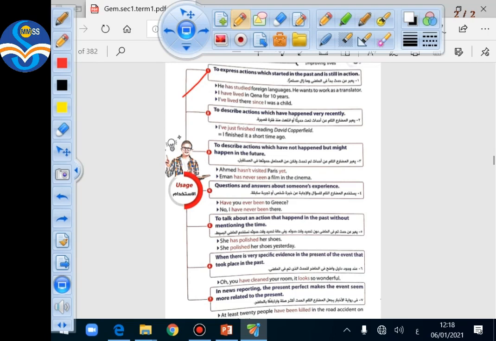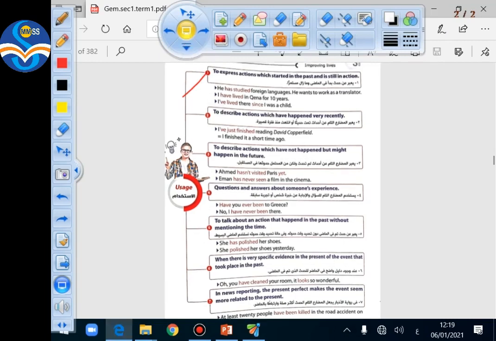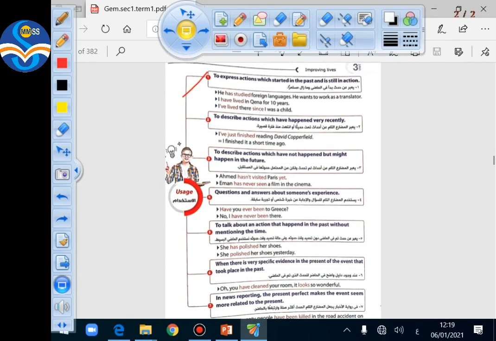The second usage is to describe actions which have happened very recently. What do you mean by very recently? Like a very short time ago. Like when I say, I have just finished reading David Copperfield. When I say I've just finished reading David Copperfield, that means that I've just finished it, like 1 or 2 minutes ago. So when something happened a short time ago, I use the present perfect.